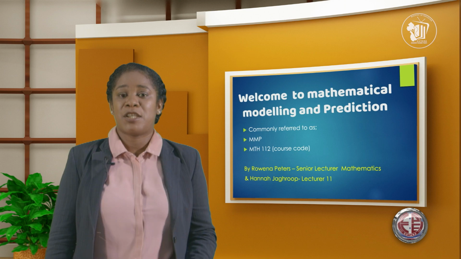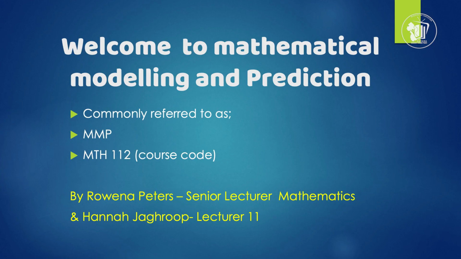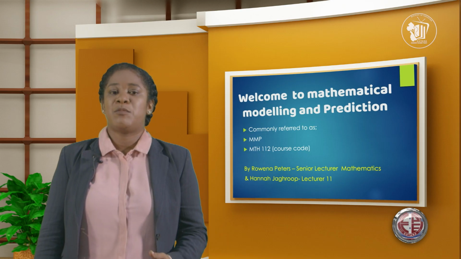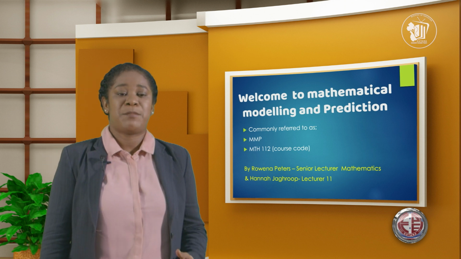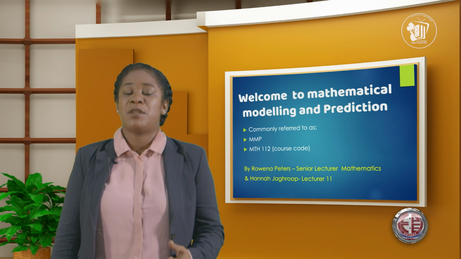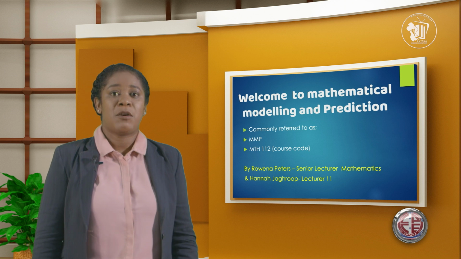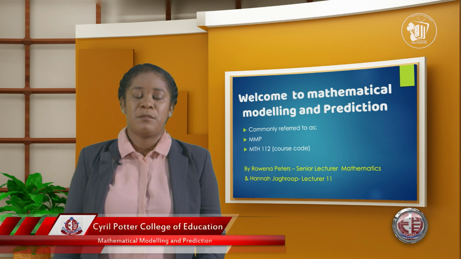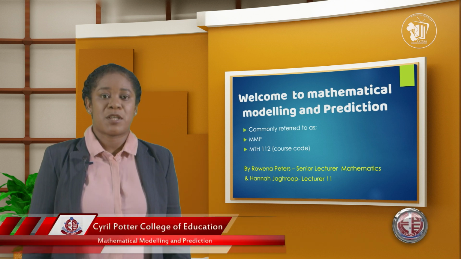Now, this course is also called MMP. It's just an abbreviation of Mathematical Modeling and Prediction. It is also referred to as MTH 112, and this is what we call the course code. So at times you may see any of these three names appearing on your course materials, such as the Moodle platform, your modules, or even your course outlines.